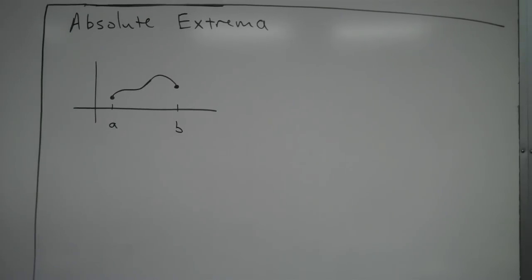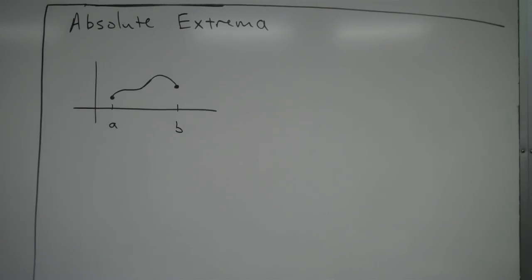Alright, I want to talk a little bit about absolute extrema here. Before we get into any examples, there is a theorem called the extreme value theorem that says if a function is continuous on a closed interval from a to b, then there must be an absolute maximum value and an absolute minimum value on that function somewhere on that interval.